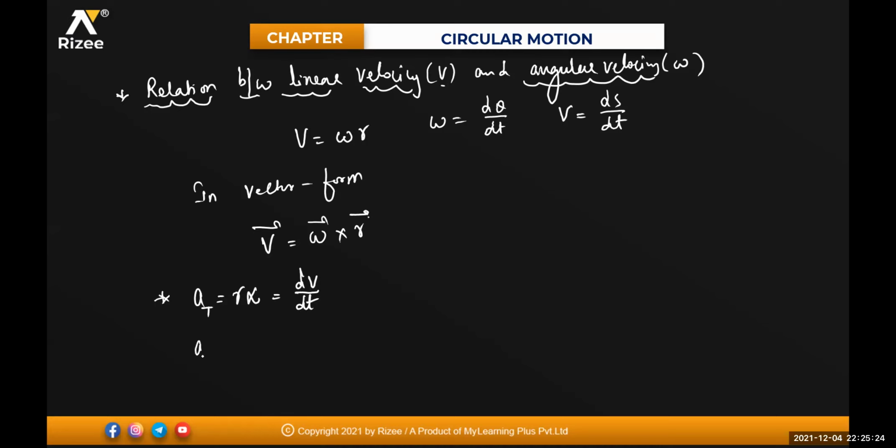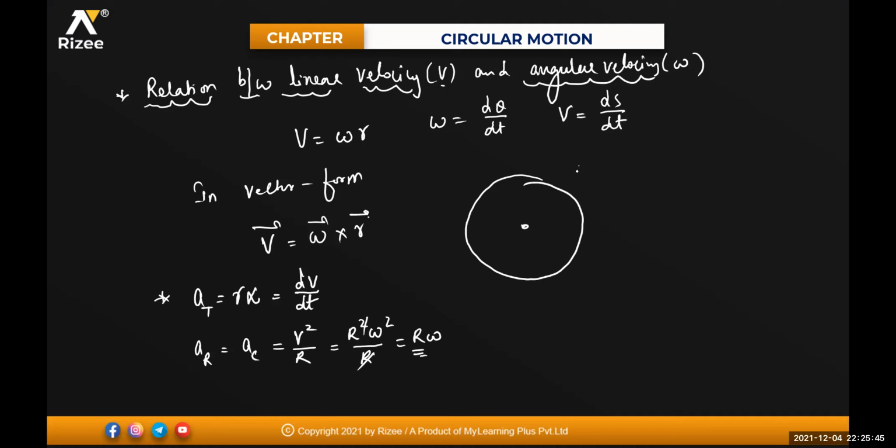And one is radial acceleration. Radial acceleration will be equal to centripetal acceleration, that is equal to v square divided by r, or that is equal to r square omega square divided by r. This r will get cancelled, so it is r omega square. As both of them are perpendicular to each other in a circular motion, tangential acceleration will act along the tangent, and radial acceleration will always act towards the center.